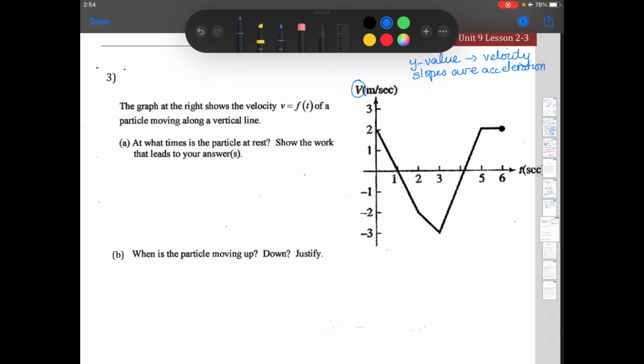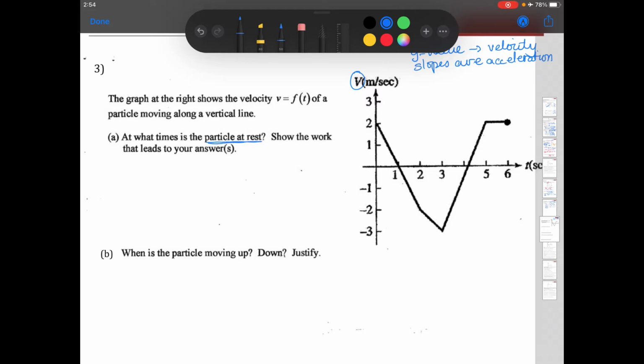A. At what times is the particle at rest? Show the work that leads to your answer. So by the definition, when is a particle at rest? When my velocity is equal to 0, right? My velocity is equal to 0. So basically, I'm going to be looking at where my v of t is 0, at 1, and approximately 4.2. So it is at t equals 1 and approximately 4.2 seconds.